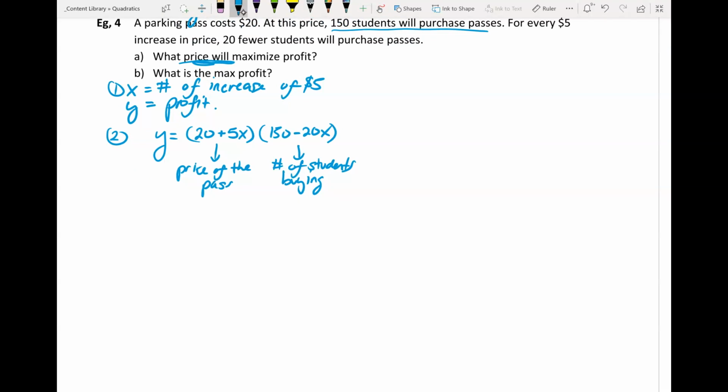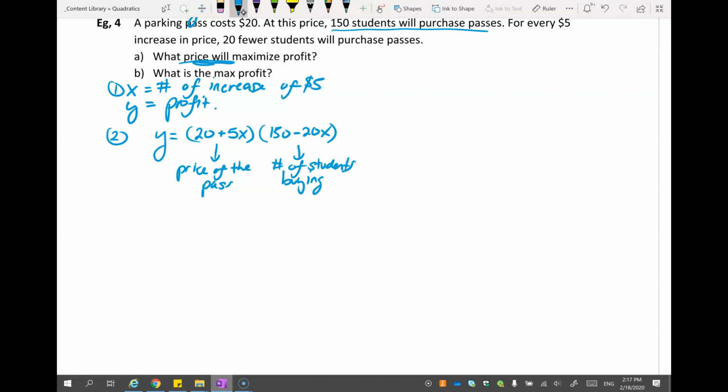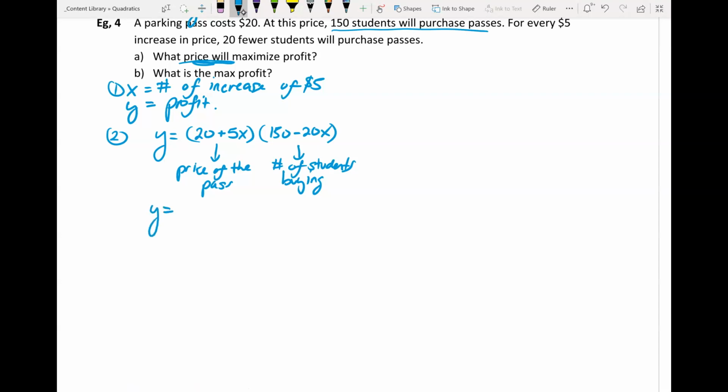Okay, so now we have our quadratic equation, and then we're going to simplify this by expanding. So 20 times 150 is 3,000. Then we'll do 20 times 20x, 5x times 150, and then 5x times negative 20x. So we'll go ahead and do that calculation, and then simplify. Okay, and then step 3 is to complete the square.